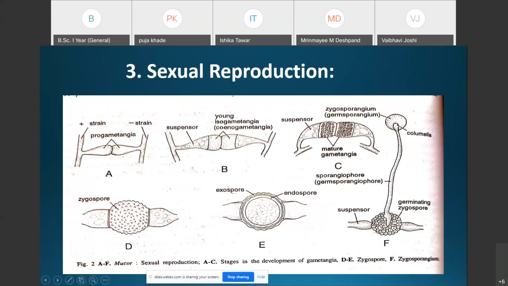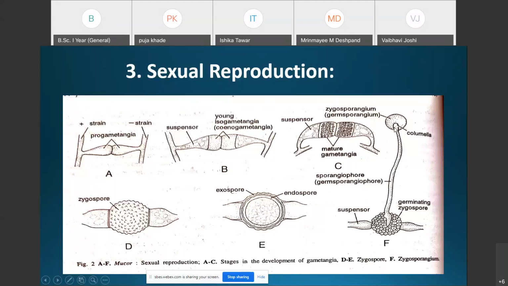All the haploid nuclei present in the zygospore migrate to the tip of the sporangiophore. Consequently, due to the accumulation of a large number of nuclei in the tip region, the tip swells, and that sporangium is now called the zygosporangium.